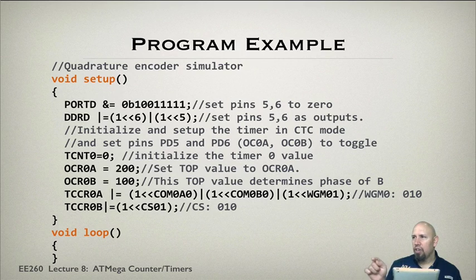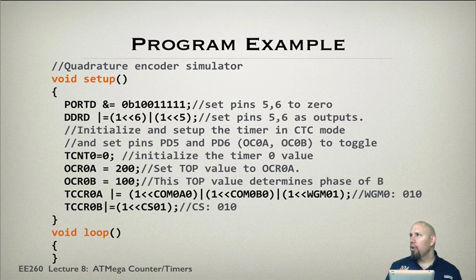Okay, so by going up to 100, it goes up twice as fast as it does going up to 200. And so you can see how that works. So we could easily modify this to choose a different frequency by choosing a different value here, and if necessary, choosing a different clock select value.